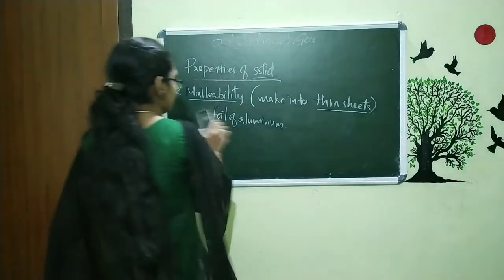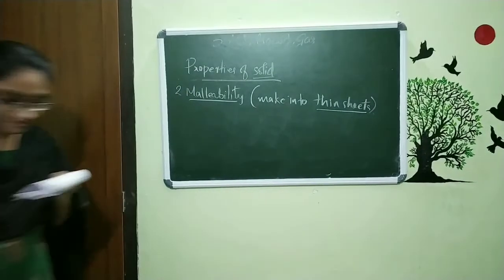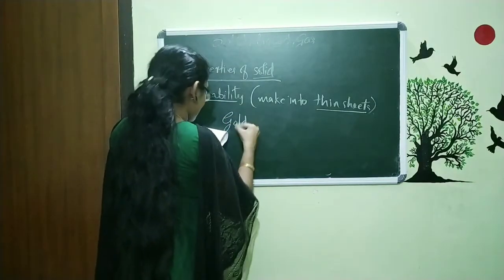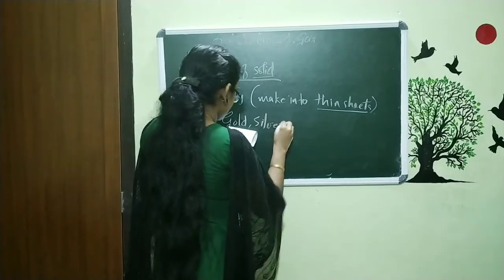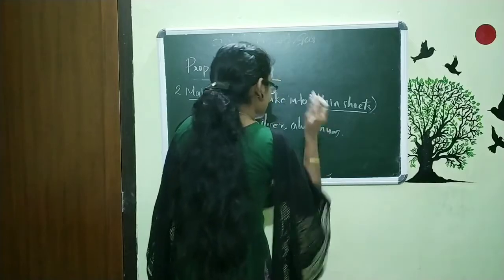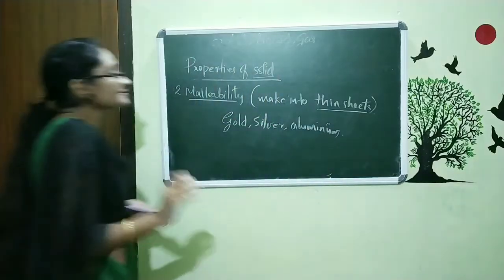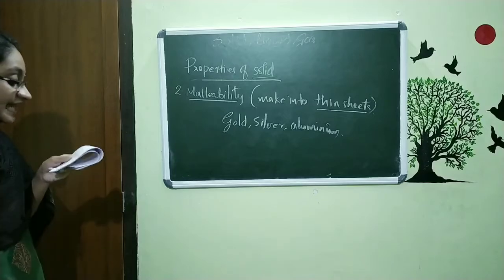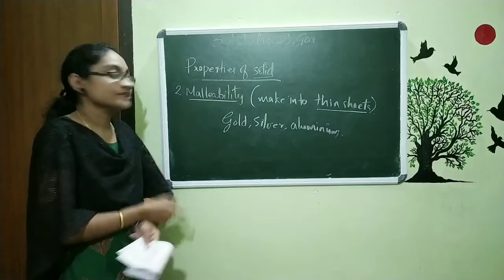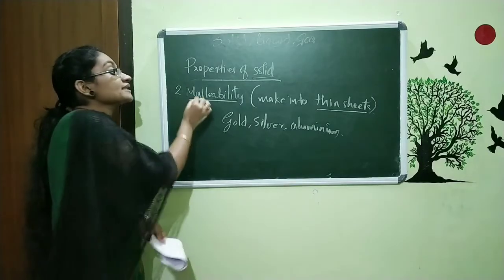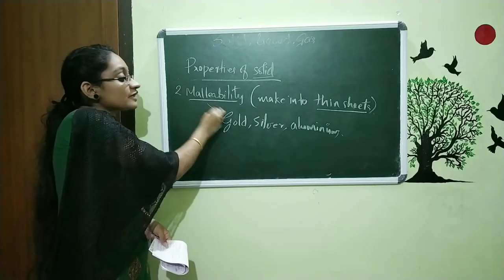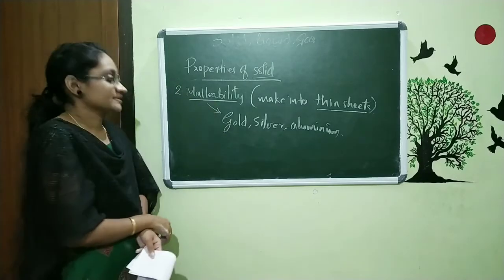So now we want to study some of the examples of the solids that we can make into thin sheets. Very simple examples are there. So the examples are these. Gold, silver, aluminium, etc. are some of the examples, and we can hammer this. That means we can hit this and make it into thin sheets. That is the property malleability. Just study what this malleability is and also remember the examples for this.